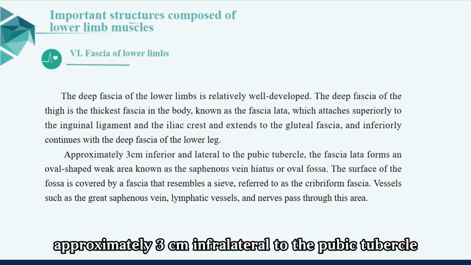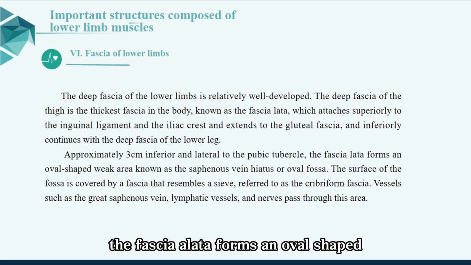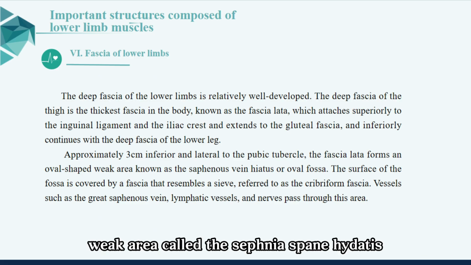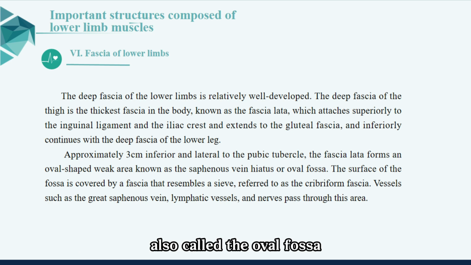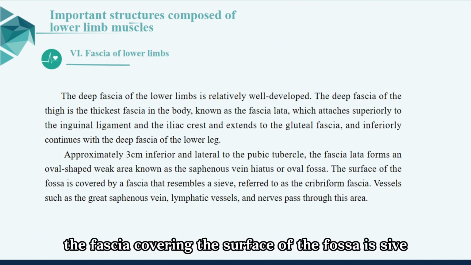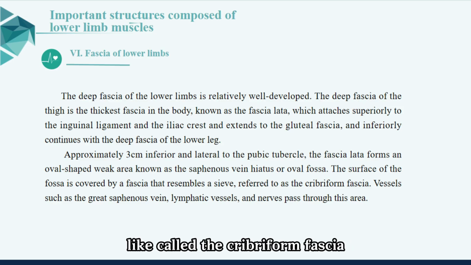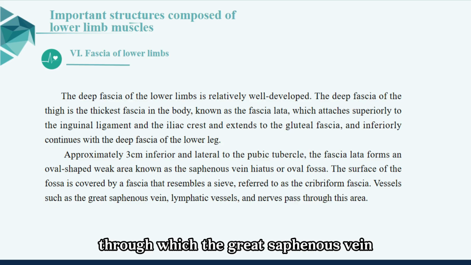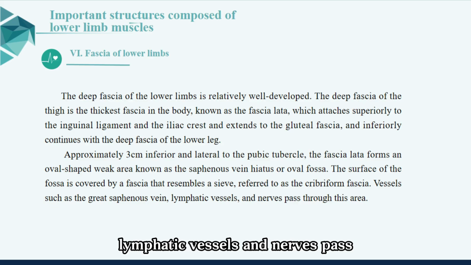Approximately 3 centimeters inferolateral to the pubic tubercle, the fascia lata forms an oval-shaped weak area called the saphenous vein hiatus, also called the oval fossa. The fascia covering the surface of the fossa is sieve-like, called the cribriform fascia, through which the great saphenous vein, lymphatic vessels, and nerves pass.